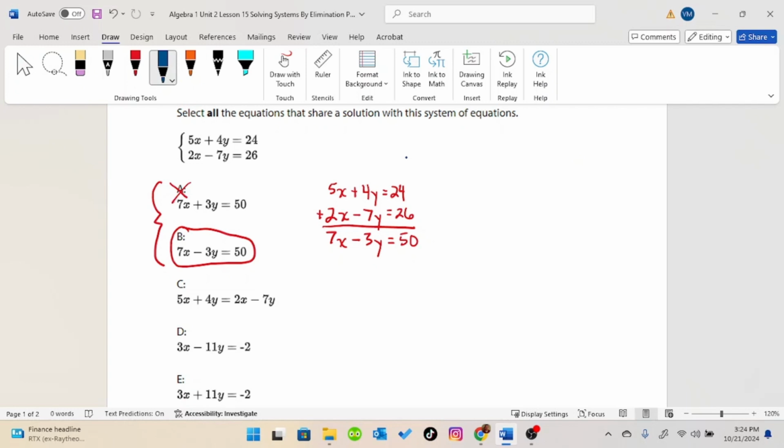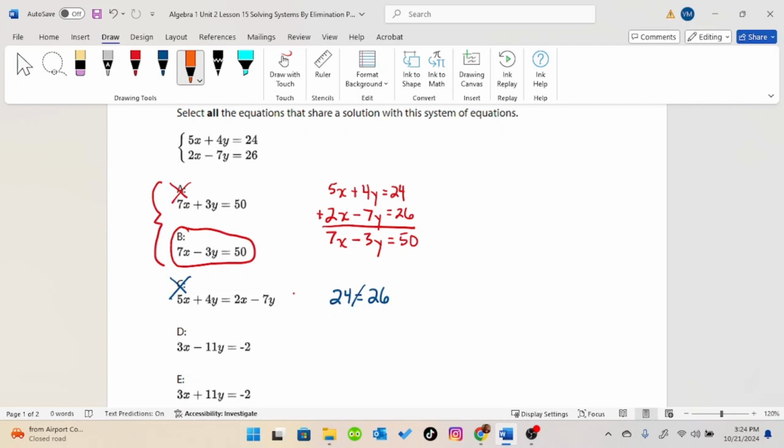Next, on C, I see that they took the left side of the first equation and they set it equal to the left side of the second equation. The problem with this is that the first equation equals 24 and the second equation equals 26. So these two sides are not the same. This is like saying 24 equals 26, and that's not true. So C is not a correct solution.